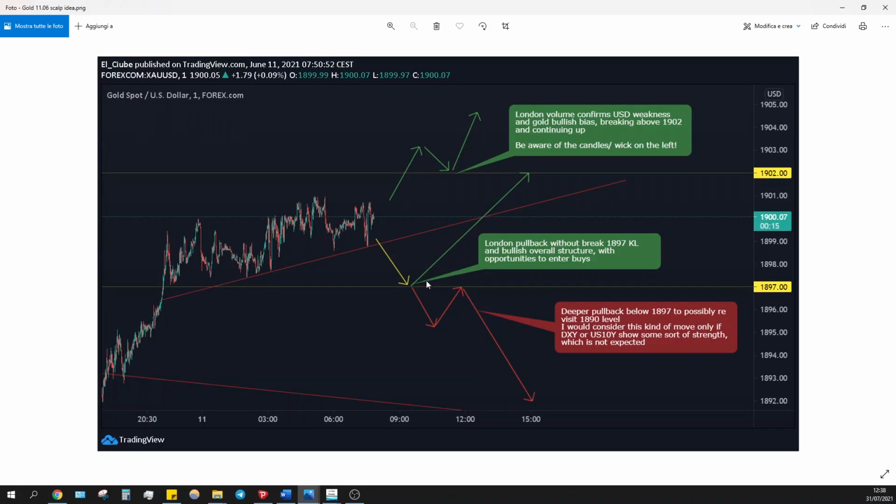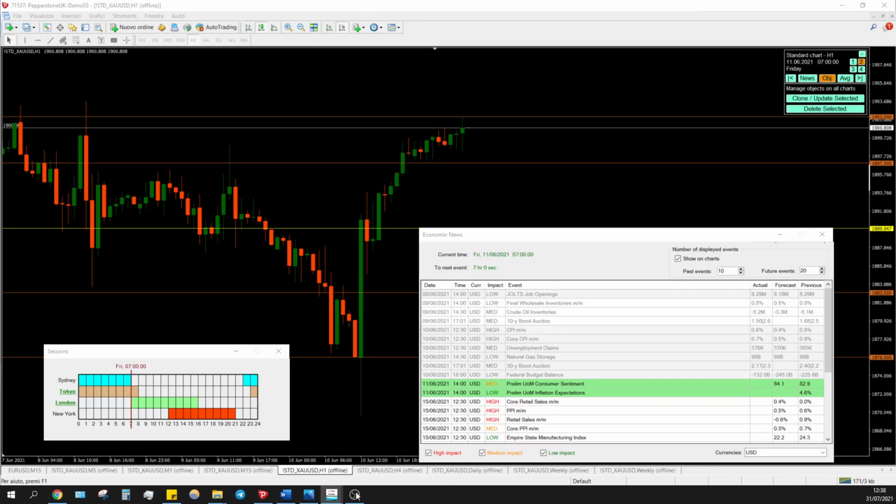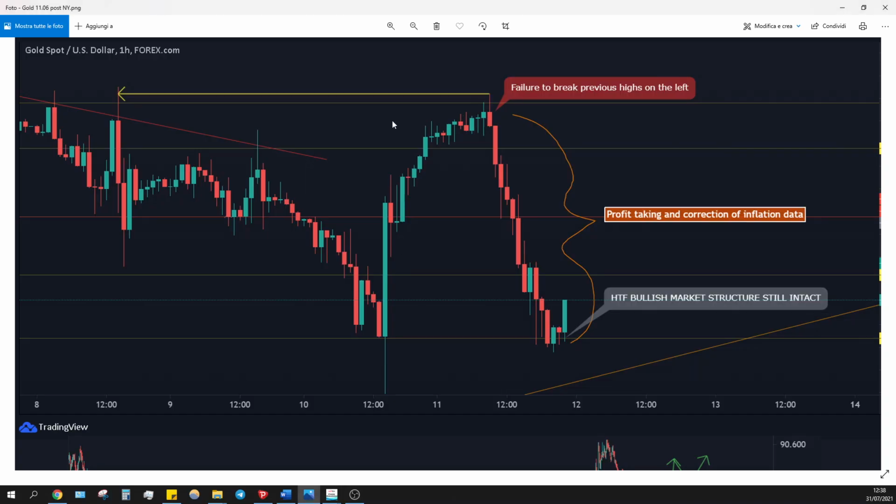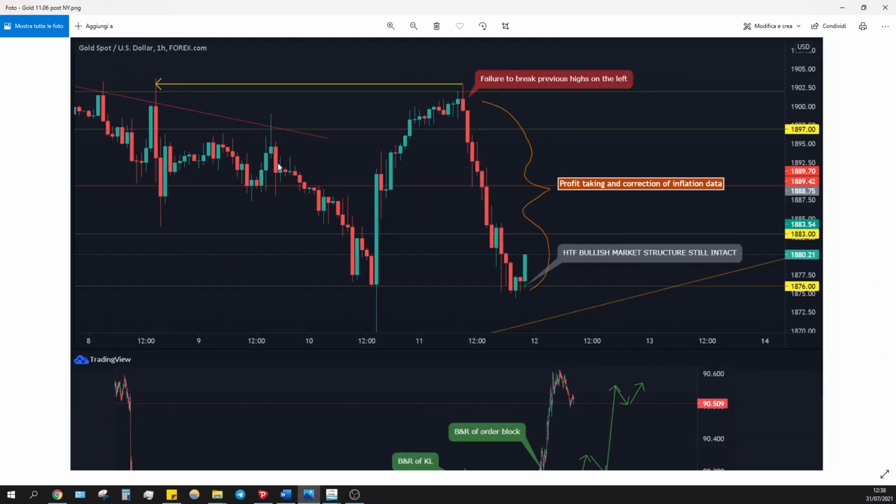It doesn't shift the market structure, because the bullish structure will be intact. So as you can see here, nope, this was my scalp idea. Here you see how it actually played out. We managed to revisit the previous highs, failing to break above the 1902 key level, and then profit taking and correction of all the inflation data. But as you can see, the higher time frame bullish market structure is still intact.